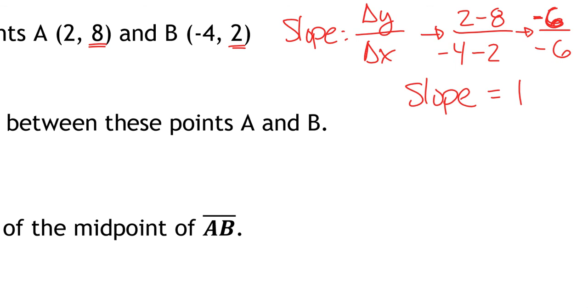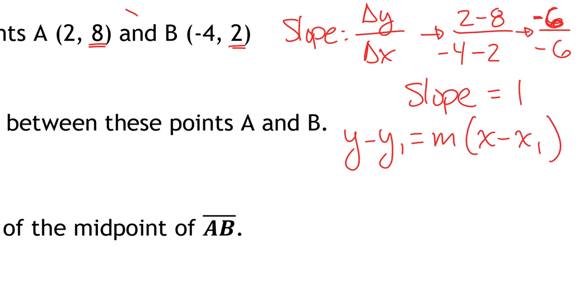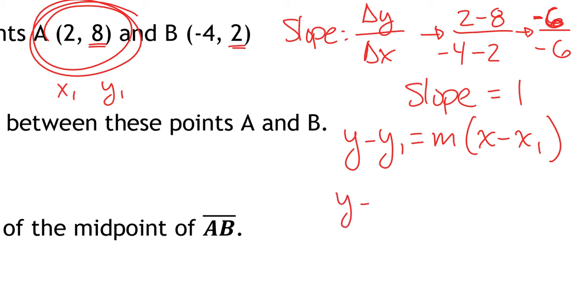So I'm going to go ahead and write things in point slope form. Remember, that's y minus a particular y value that you know equals the slope times the quantity of x minus the particular x value that you know. So if I pick this point, for example, I've got an x value that I know and a y value that I know. I'm just going to plug those in along with the slope and get the equation of this line. So I would write y minus 8, that's the y value that I know, equals my slope of 1 times x minus 2.